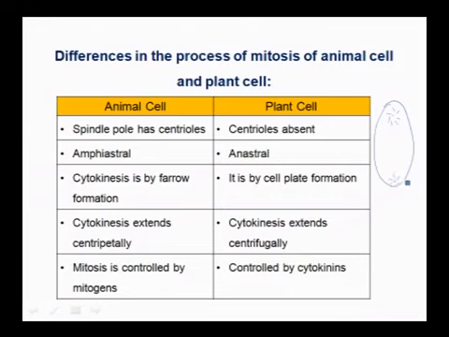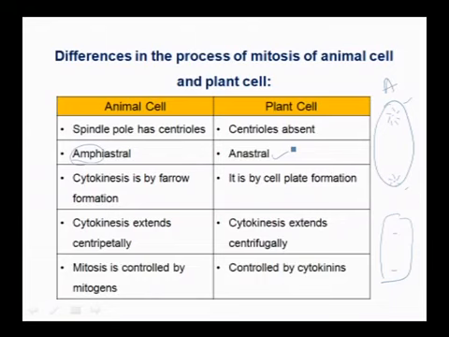This set is referred as aster ray. And remember, aster rays are found only in animal cells on both the poles. Therefore, it is referred as amphiastral. Amphi means both. Whereas plant cells do not have the centriole at all. Therefore, they do not show the formation of aster ray at the poles. As a result, because of the absence of aster rays, we call the process as anastral.